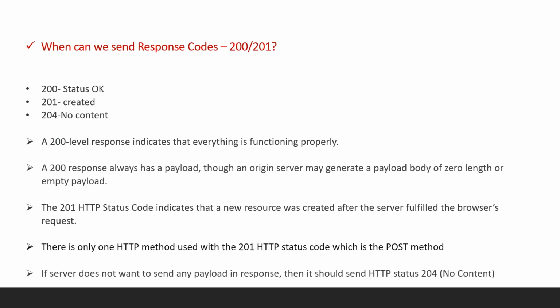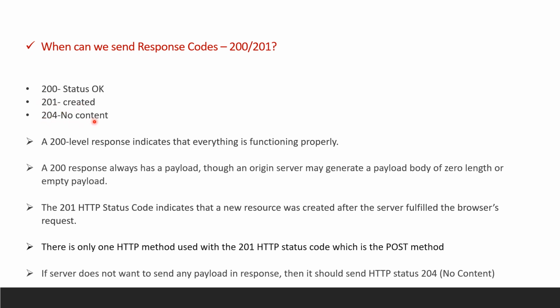So going for the next question. Generally for this question, when can we send response codes 200 or 201? Generally, we know that the 200 category comes for the success scenarios. So we have mainly seen 200, 201, and one more, 204 status codes. So what do they actually represent? 200 status is OK, as we know already. 201 is created, 204 is no content.